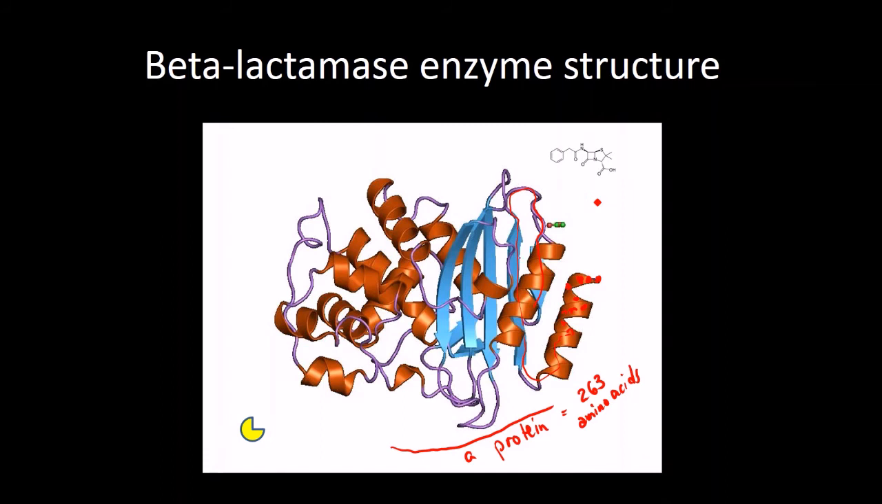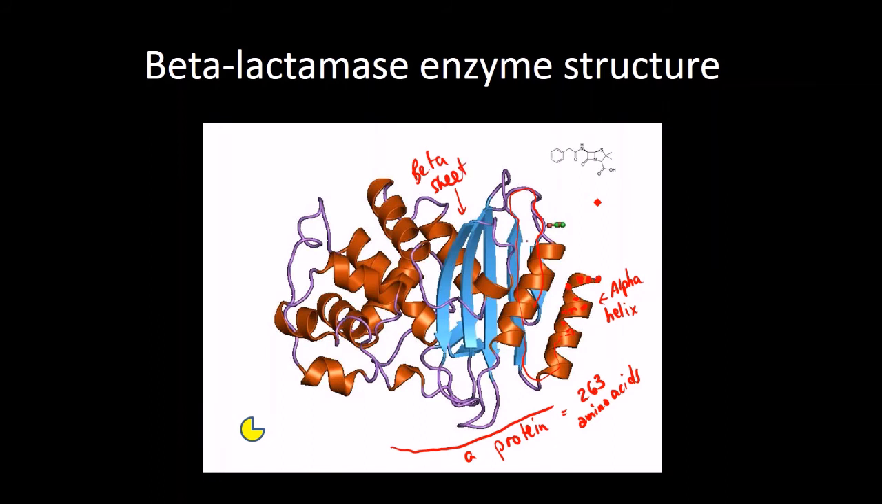That will then fold up in particular structures. This is called an alpha helix, which is a common secondary structure in proteins. The blue arrows are called a beta sheet, another common secondary structure in proteins.